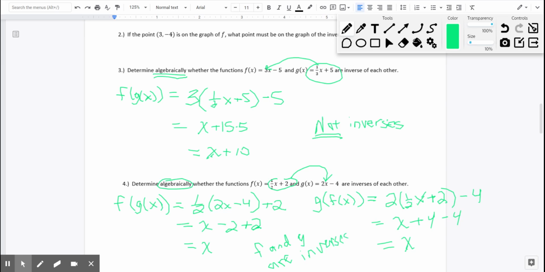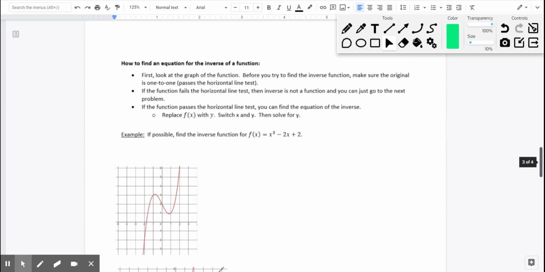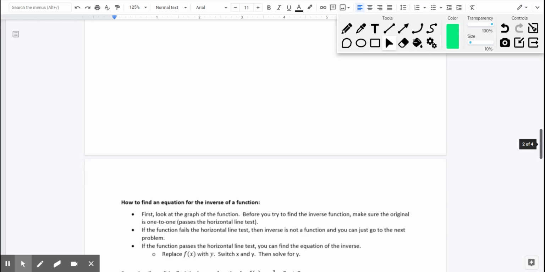Okay. So the next thing we're going to do is take a look at how to find an inverse equation. Whoops, you weren't supposed to see that graph yet. Okay, how to find an inverse equation.